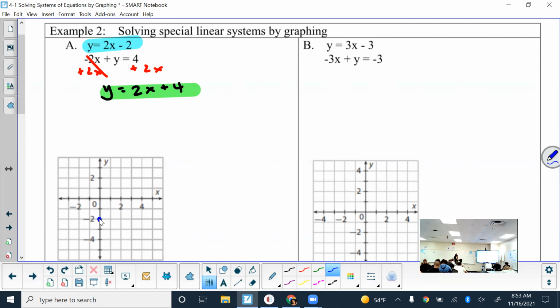Good, so find it on your y-axis. Not all the time is it labeled. But just know it's below the origin because it's negative. And then my slope is 2, so I'm going up 2 to the right 1, up 2 to the right 1. And then draw your straight line.